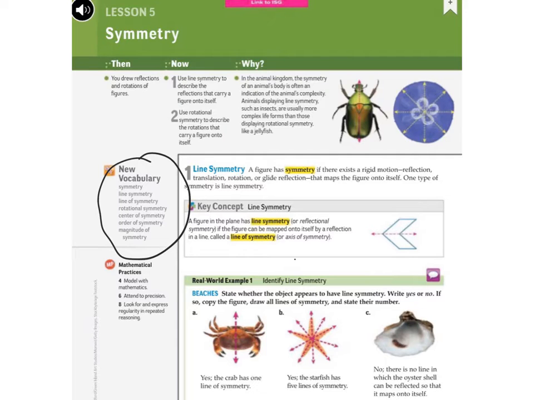So if we look at example 1, number A, the crab, as you can see, has a line of symmetry. Then you've got the starfish. If you go through one of the legs all the way through, you're going to get 5 there. And then obviously the oyster has none at all. Use a ruler if that helps. And if you can see the same on one side as you can see on the other, it's got line symmetry, or a line of symmetry.